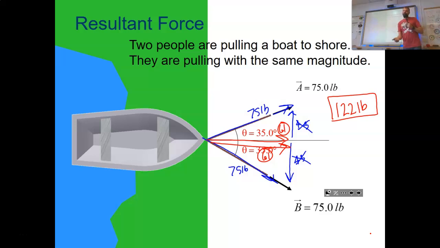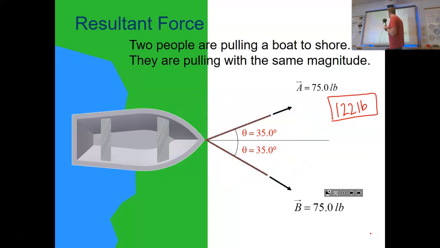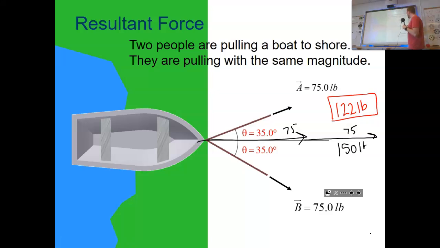Now, if you were smarter, you would both pull straight forward with 75. You'd pull at 75, and your friend would pull straight forward at 75, and then you'd be pulling with 150 pounds, right? So there's a difference. The angle matters.